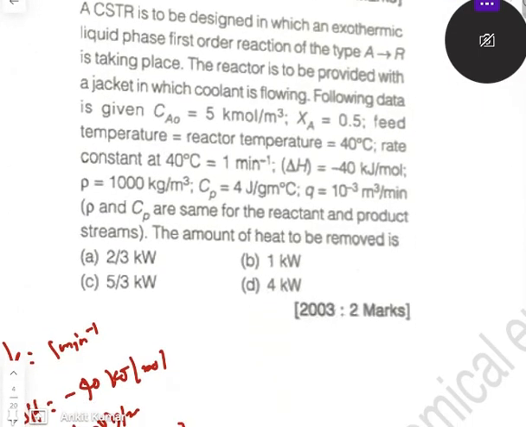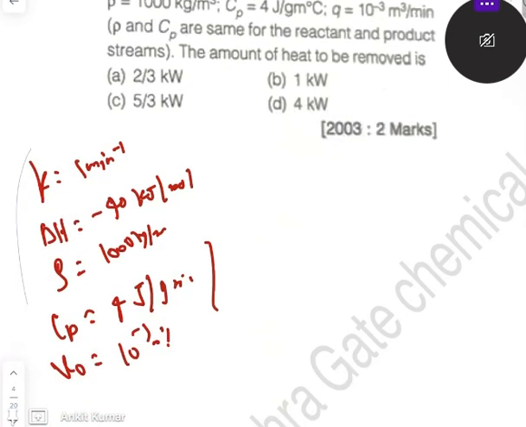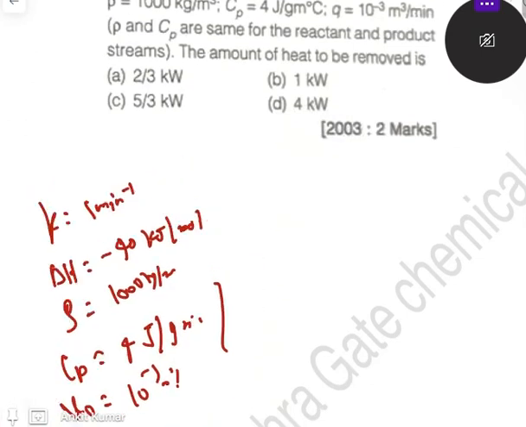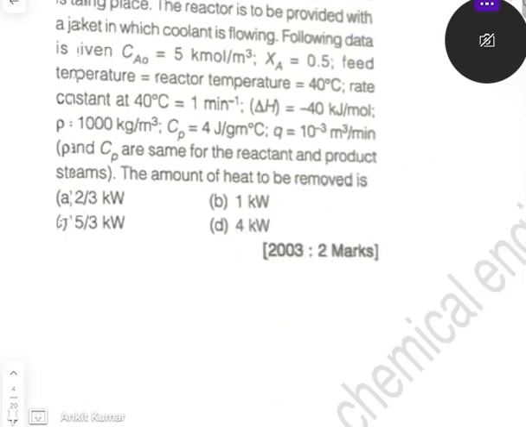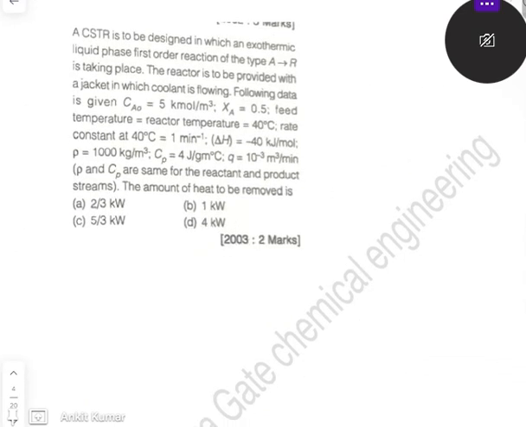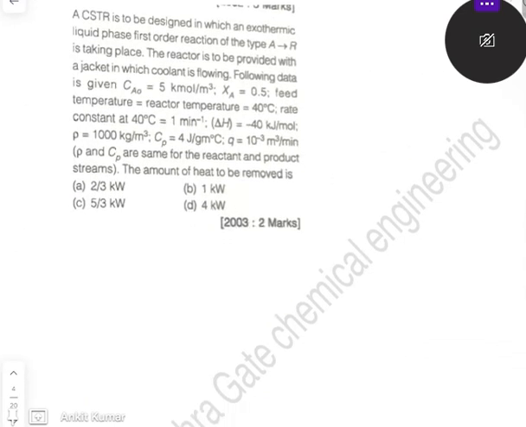This problem is based on the CSTR reactor. Let's see. Here the question is based on the energy balance in a continuous stirred tank reactor. A CSTR is to be designed in which an exothermic liquid phase first order reaction is carried out. So here you can see the exothermic first order liquid phase reaction is happening in this CSTR.